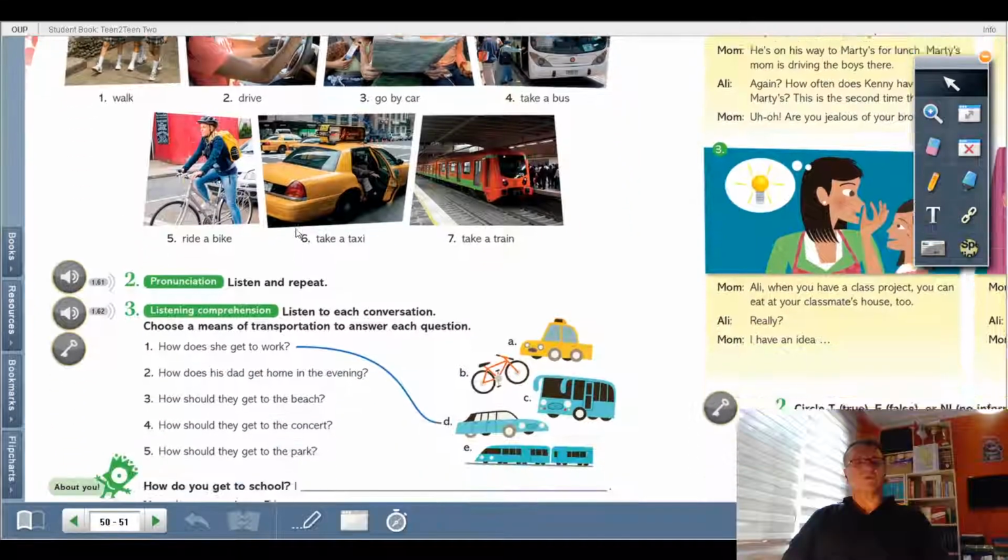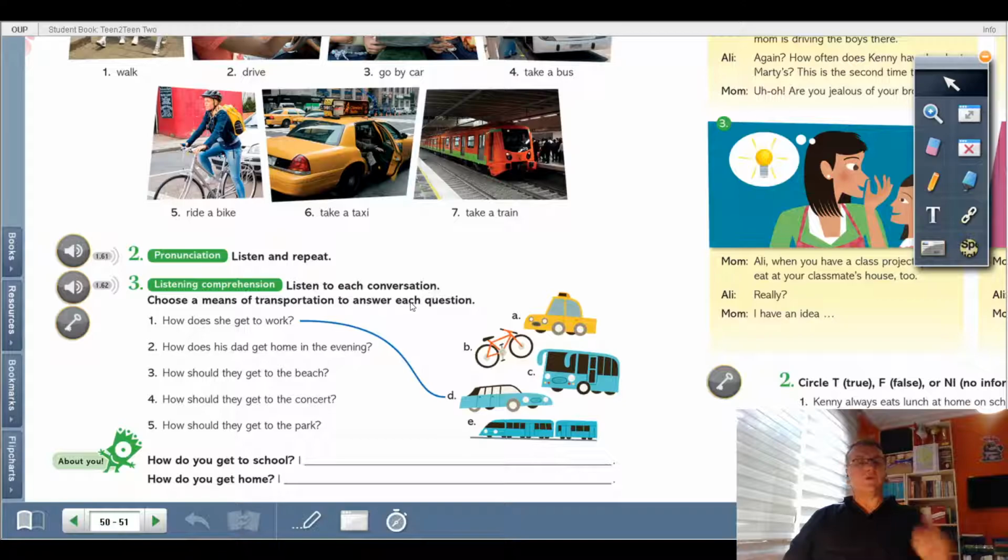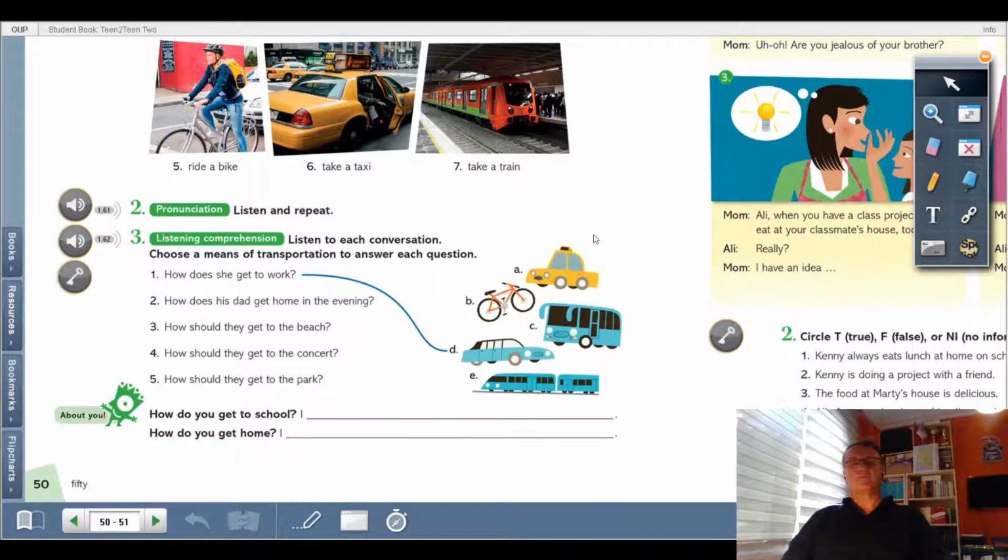Now we came to the listening comprehension. Listen to each conversation, okay? Choose a means of transportation: by car, by plane, by taxi, by bike, or on a train. Okay, by train, you can say. Now let's listen, and you're going to match.